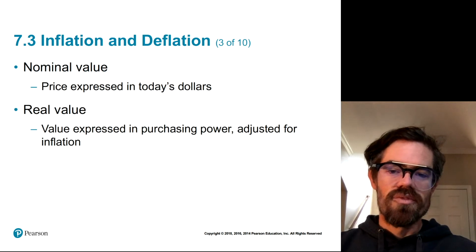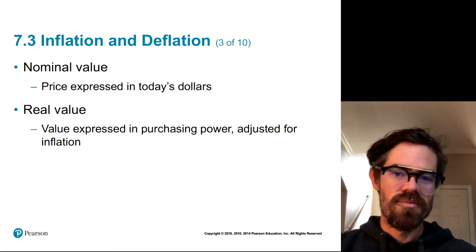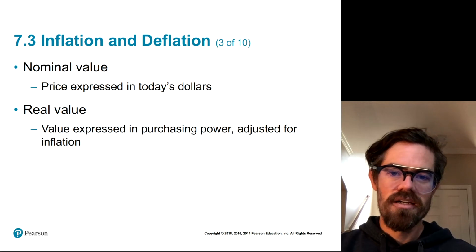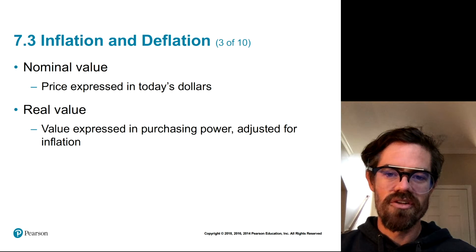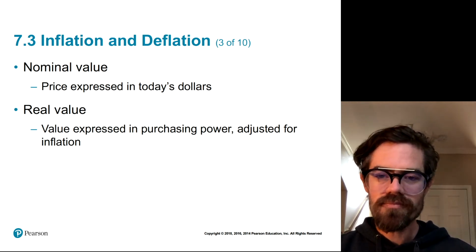And this leads us right into the discussion of nominal versus real values, right? Nominal values are the values that we are used to seeing, prices expressed in today's dollars. So nominal income is the dollar amount on your paycheck. Nominal prices are the prices that you see expressed in dollars at the grocery store or any other place where you purchase goods or services. And this is different from real values. Real values are expressed in terms of purchasing power. And so real values have been adjusted for inflation.